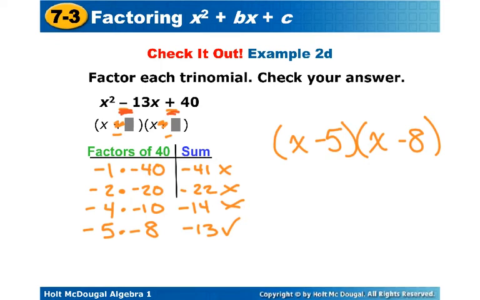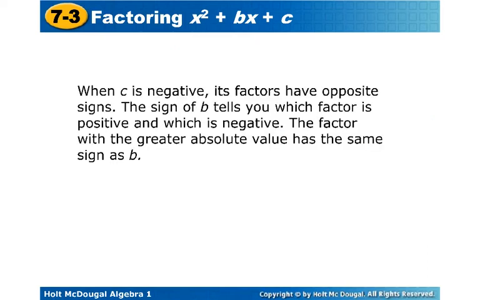Okay, so now that's when you have it with being the same signs, okay? Sometimes it might end up where you're going to have different signs. So in that case, that is going to occur when C is negative. So that occurs when that last term of the trinomial is negative, meaning the signs are going to be opposite. So you're going to have a positive and you're going to have a negative. Now, the sign of B tells you which factor is positive and which factor is going to be negative.